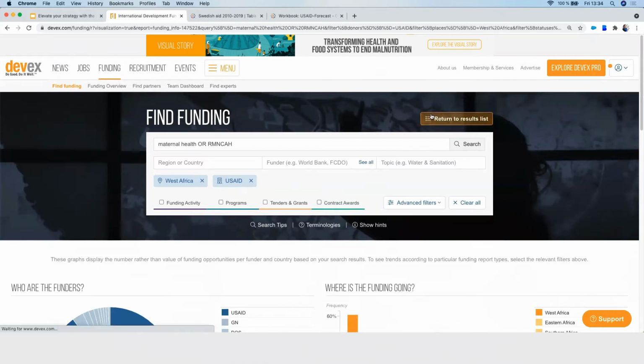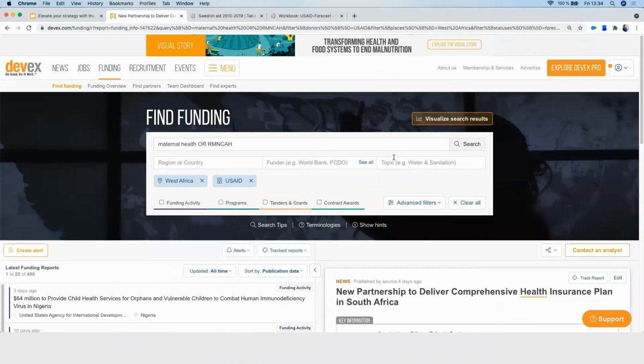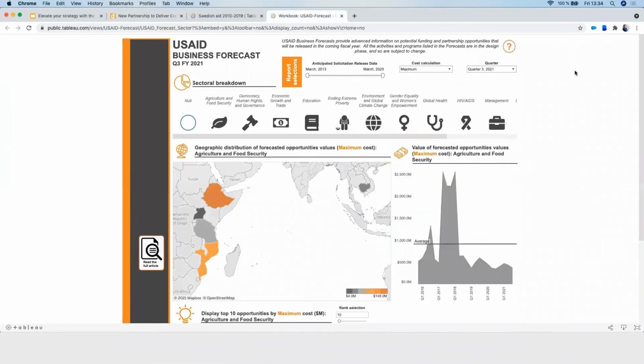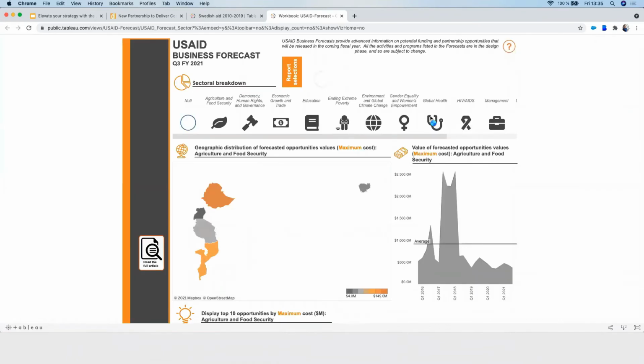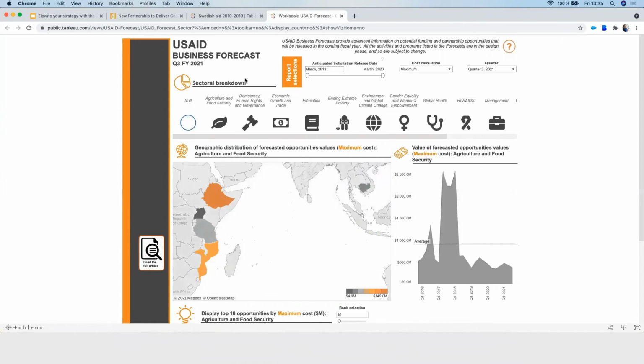Again, I've identified a potential partner, in this case being USAID. What I could do then is, again, rely on the analysis that the Devex analysts produce in order to see if there would be potential partnership opportunities there. So where I am now, this is USAID's business forecast. It's the quarterly business call. This is Q3 of 2021.